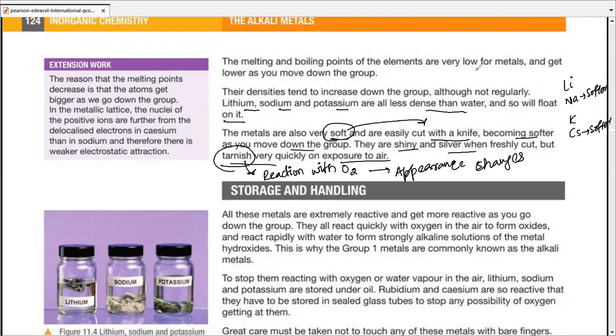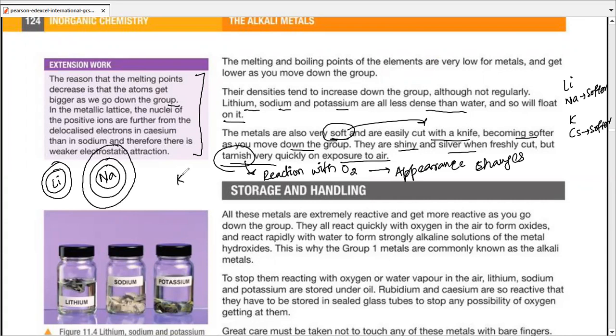Now, among all of these changes, the changes which are further explained are given over here. Let's take a look. The reason that the melting points decrease is that the atoms get bigger as we go down the group, which means lithium has only 2 shells, sodium has 3 shells, so it's gonna get bigger. Potassium has 4 shells, so you would see that at every step down the group, they get bigger and bigger.